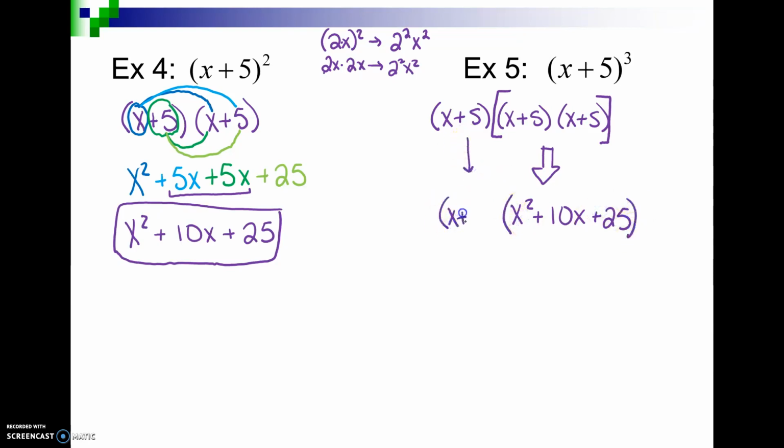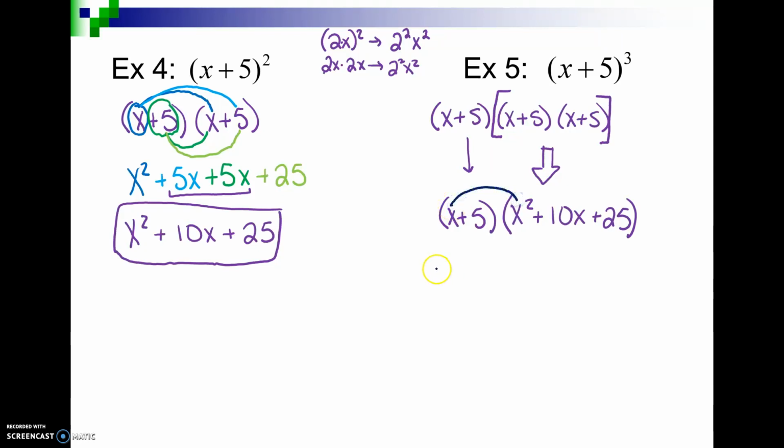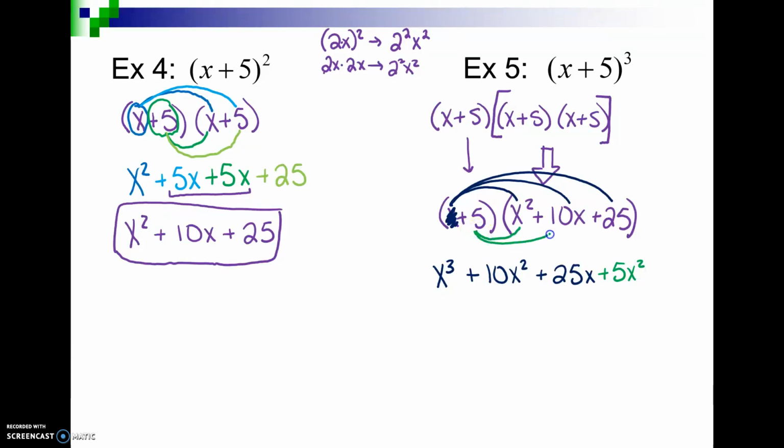Then we bring our third x plus 5 down, and we need to distribute again. Start with your x. X times x squared is x to the third. X times 10x is 10x squared. X times 25 is 25x. Now we are done distributing our x. We can get rid of that. We now need to distribute the 5. 5 times x squared is 5x squared. 5 times 10x is 50x. And 5 times 25 is 125.